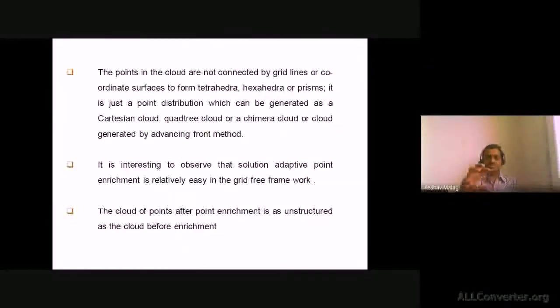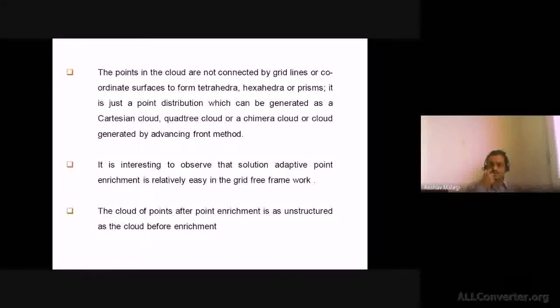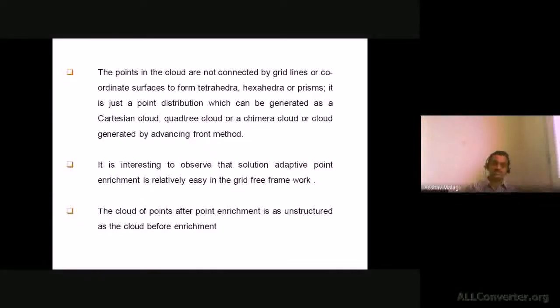So I will put them in words whatever I said now. All these point clouds are not connected by grid lines or coordinate surfaces, and they don't form any tetrahedra, hexahedra or prism. It is just a point distribution. You can use any kind of Cartesian cloud, quadri cloud, chimera cloud, or even advanced inference method and generate a collection of points on which you want to solve the PDE.